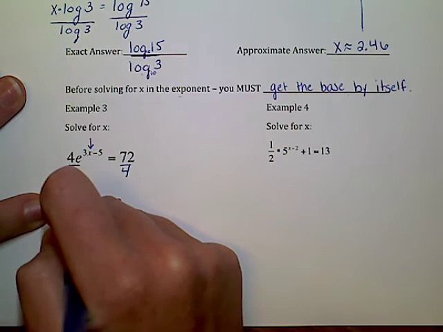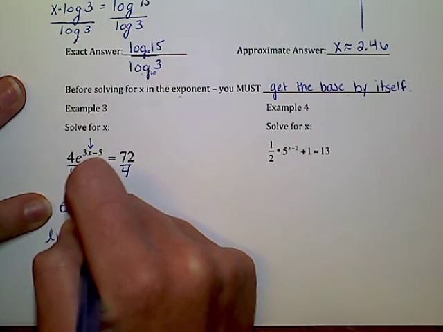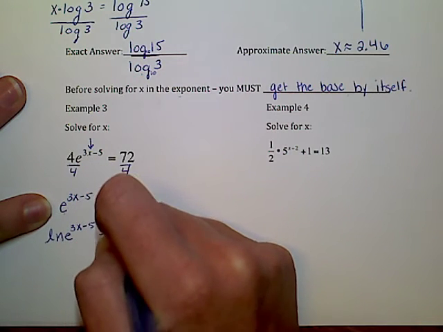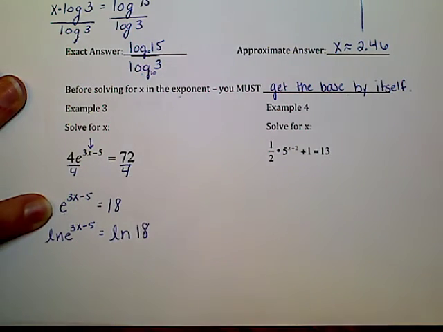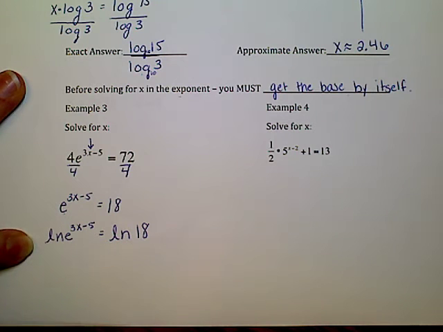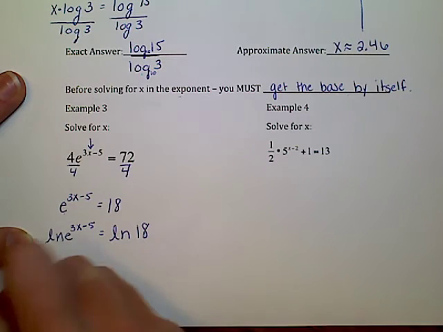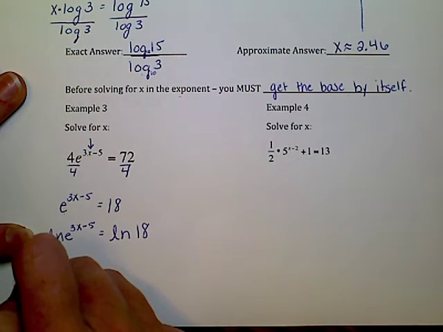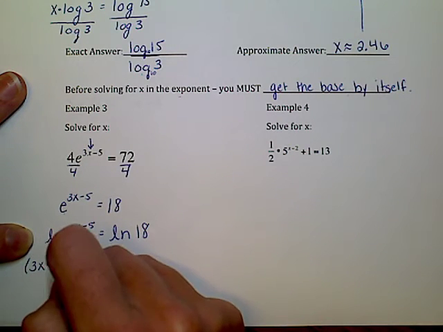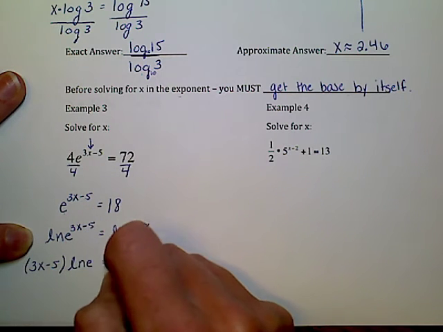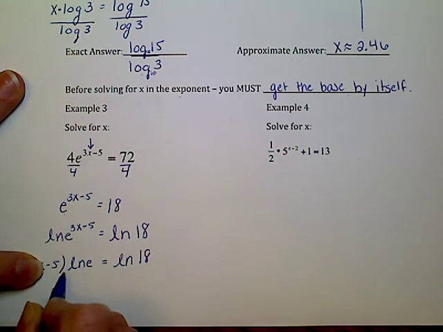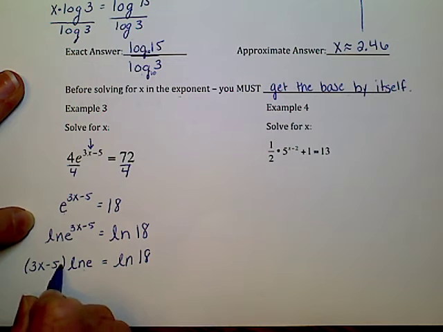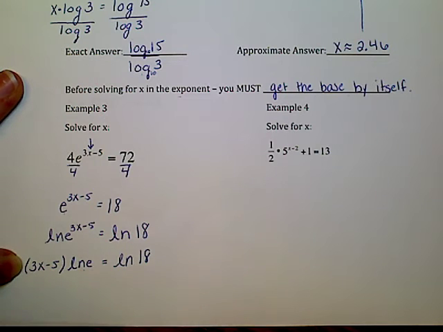I could take the common log of both sides, but because there's an e in there, I think the natural log is a little easier. Take the natural log of both sides. Now I get to move that 3x minus 5 in front, and I will want to put that in parentheses, because it's not just the minus 5 that's multiplying the natural log of e. The whole thing is multiplying that natural log of e.